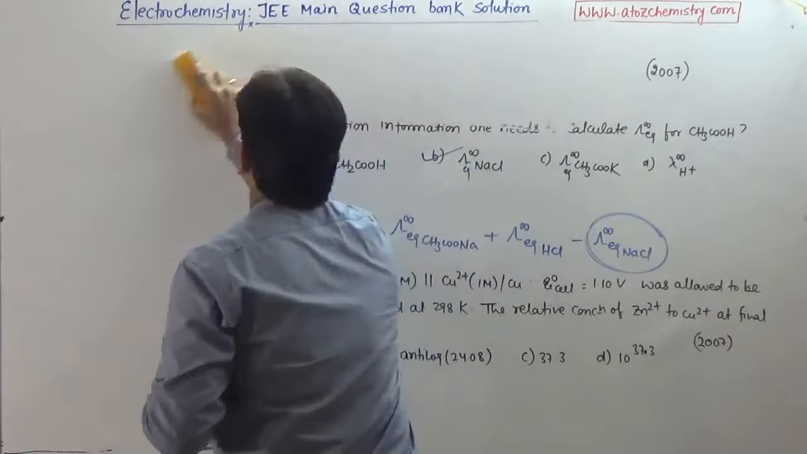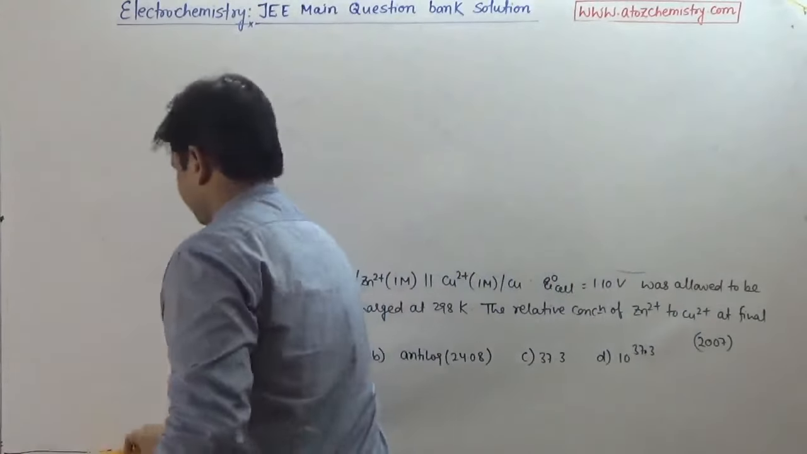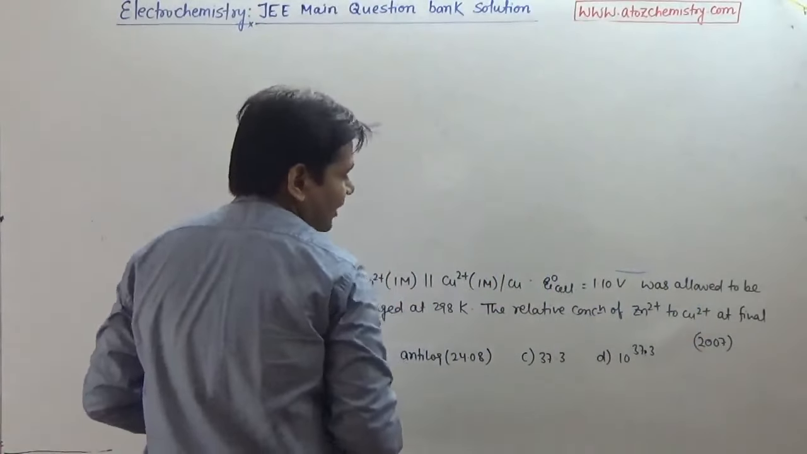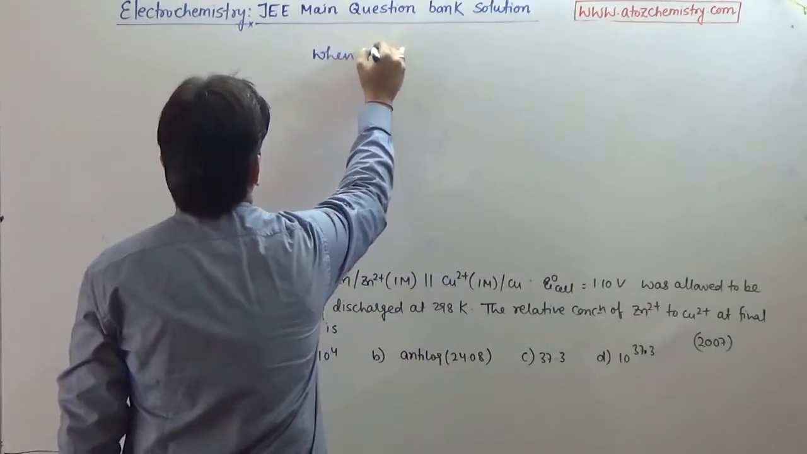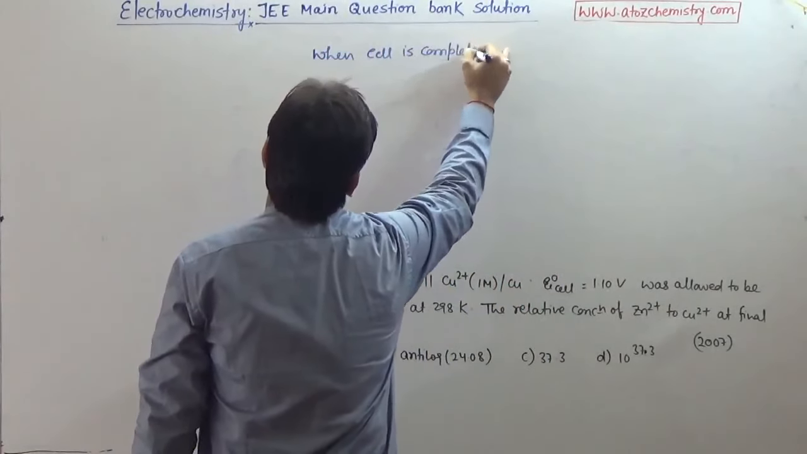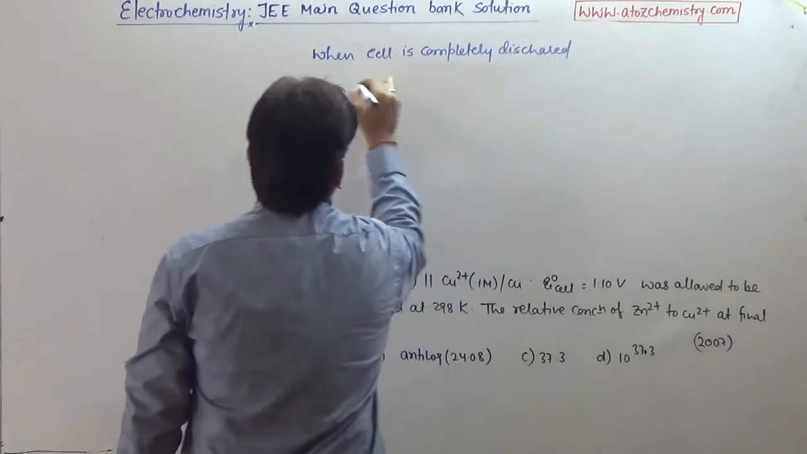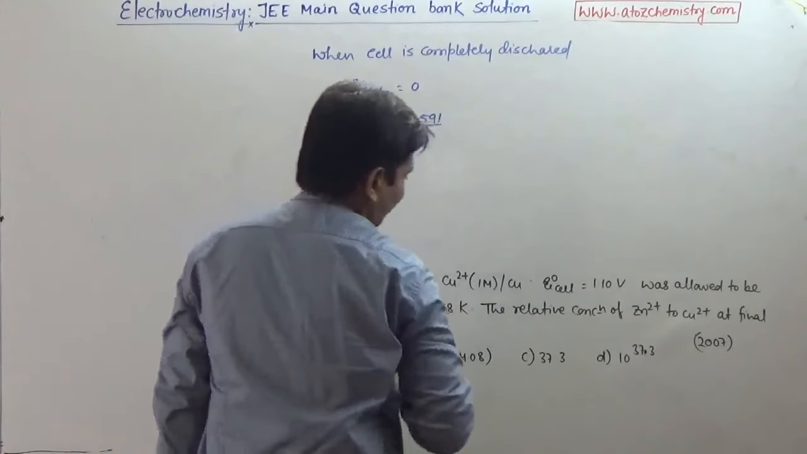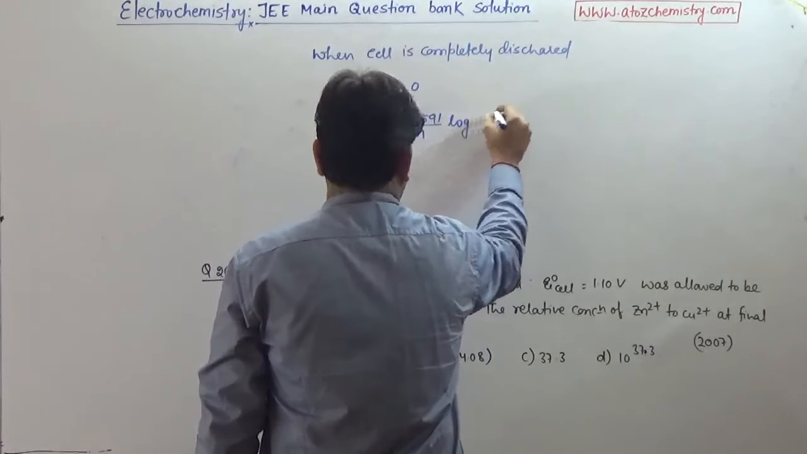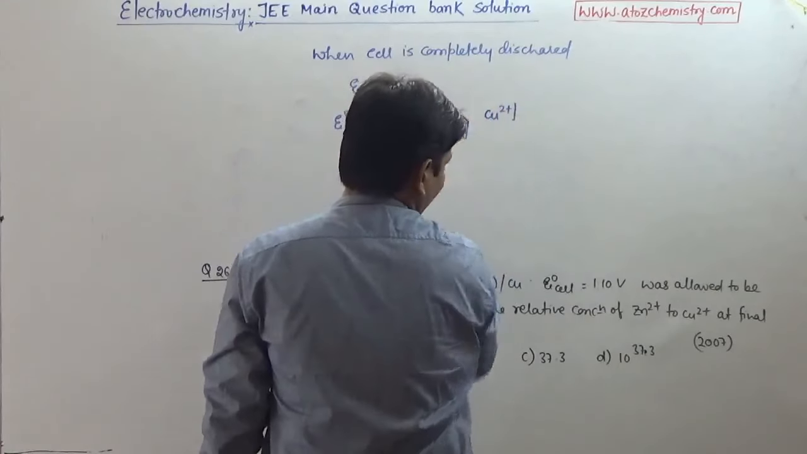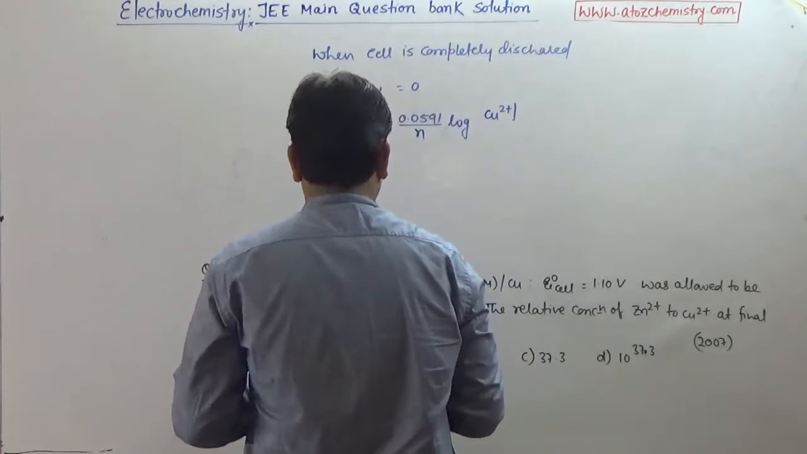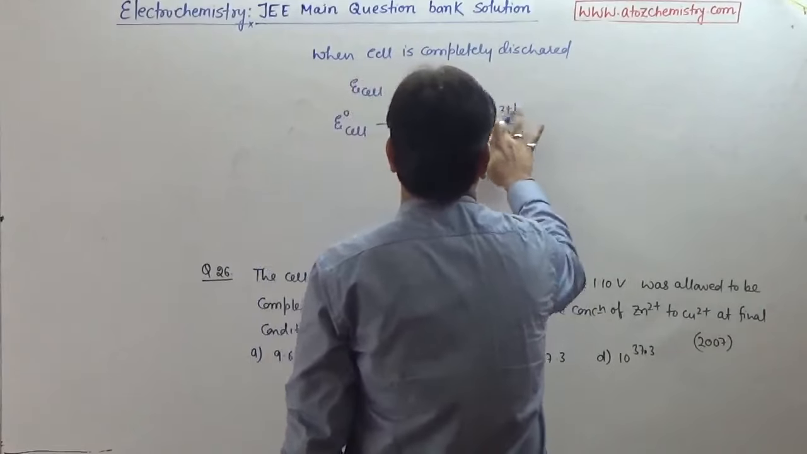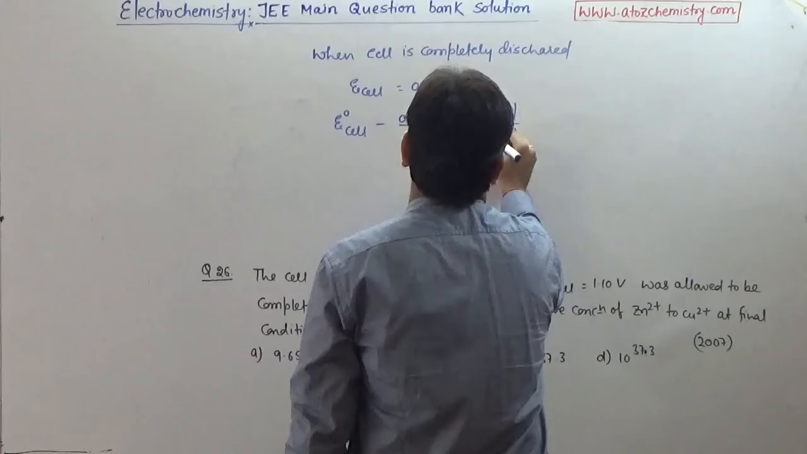When the cell is completely discharged, we can calculate the relative concentration of Zn2+ and Cu2+ at that condition as follows. When the cell is completely discharged, it means that E cell is going to be equal to 0. So E cell will be equal to 0, that is E naught cell minus 0.0591 at 298 Kelvin, divided by n, log Q. We have been asked Zn2+ divided by Cu2+, and zinc is oxidizing. If we write the reaction, Zn2+ is upper side and Cu2+ is lower side, is equal to 0.